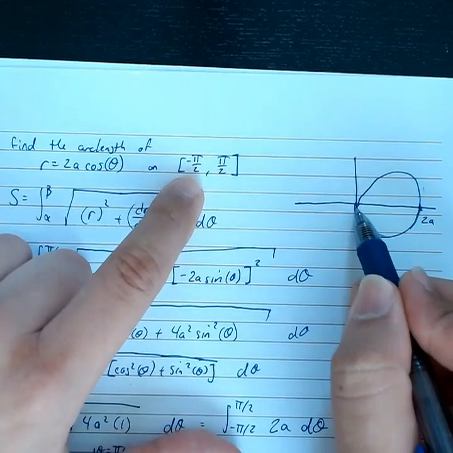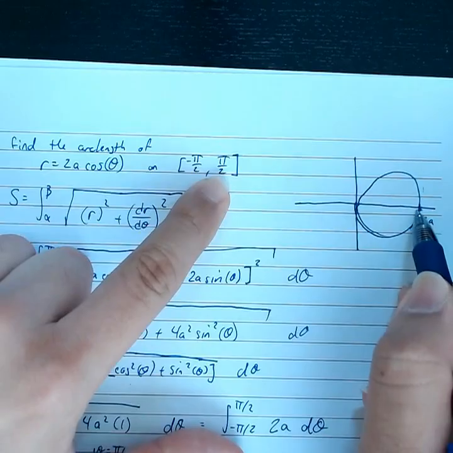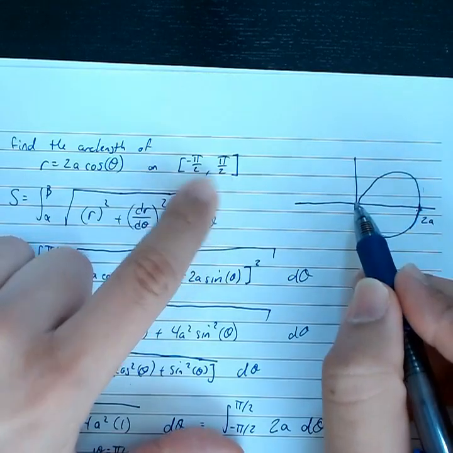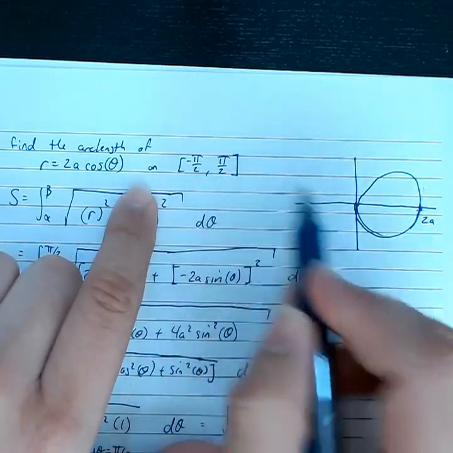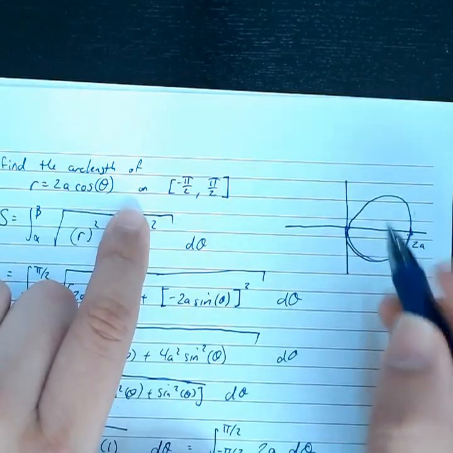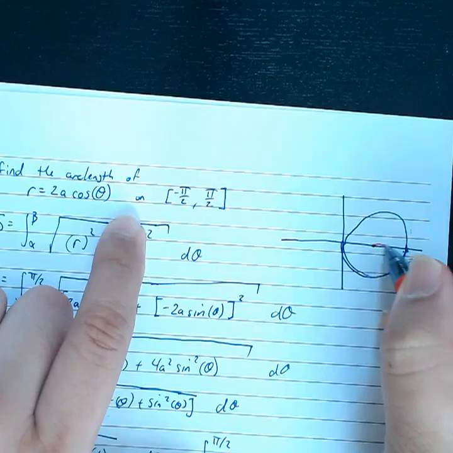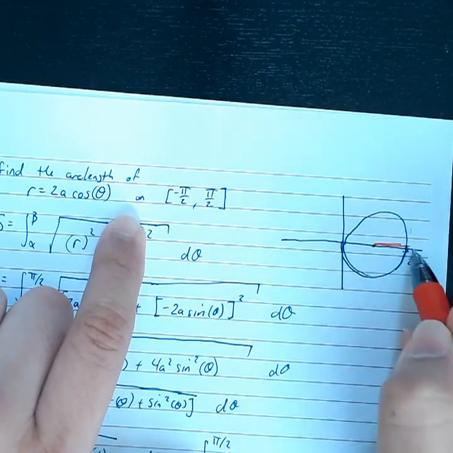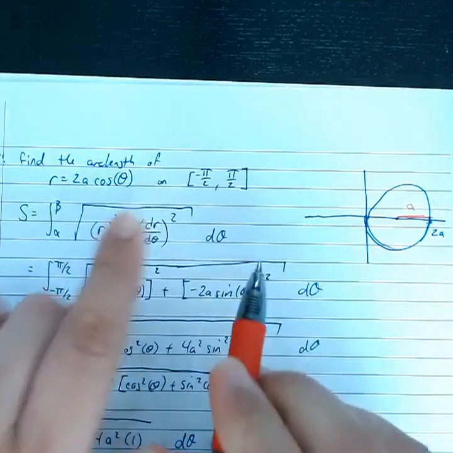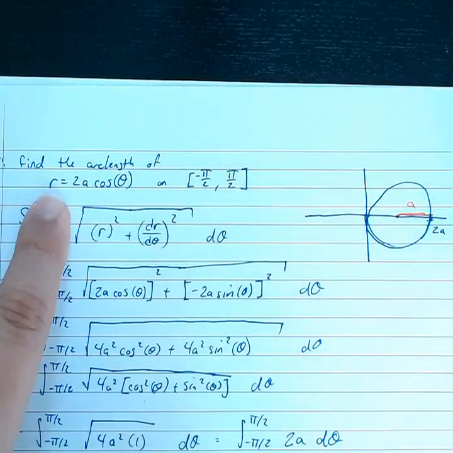Here you're starting at the pole. Halfway in between, you get out to here. And once you reach positive pi over 2, that brings you back to your pole. So really, this is just one full revolution of this circle. If the distance from here to here is 2a, that means the radius of this circle is just a. If all the way across is 2a, then halfway across is just a. So what this is saying is I want to find the arc length around a circle of radius a.